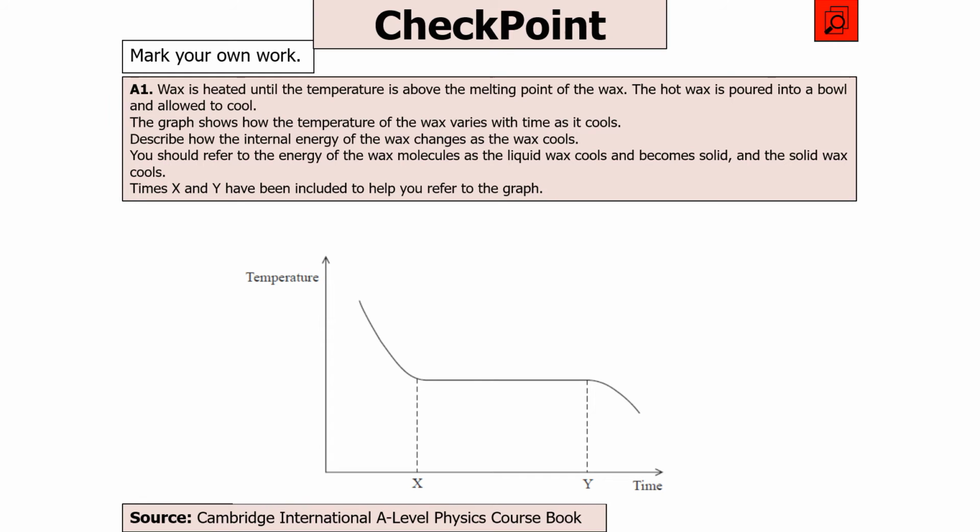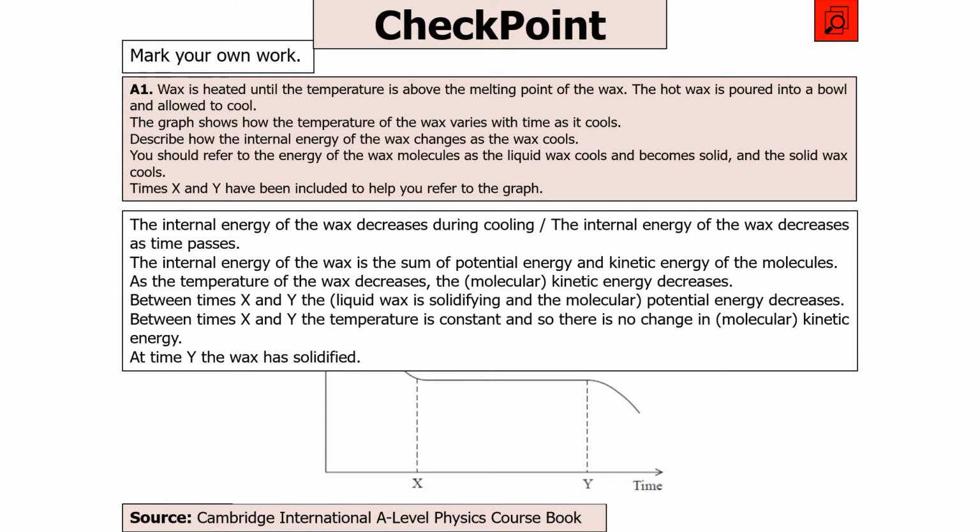Right, in this first one, the internal energy of the wax decreases during cooling because energy is leaving the substance. The internal energy is the sum of the potential and the kinetic energy of the molecules. As the temperature decreases, the kinetic energy store of the molecules will decrease. So between times x and y, as it's solidifying, the potential energy store decreases because it's changing state. Between times x and y, the temperature is constant because there's no change in the kinetic energy store. At time y, the wax has finished solidifying and the temperature then starts to drop.